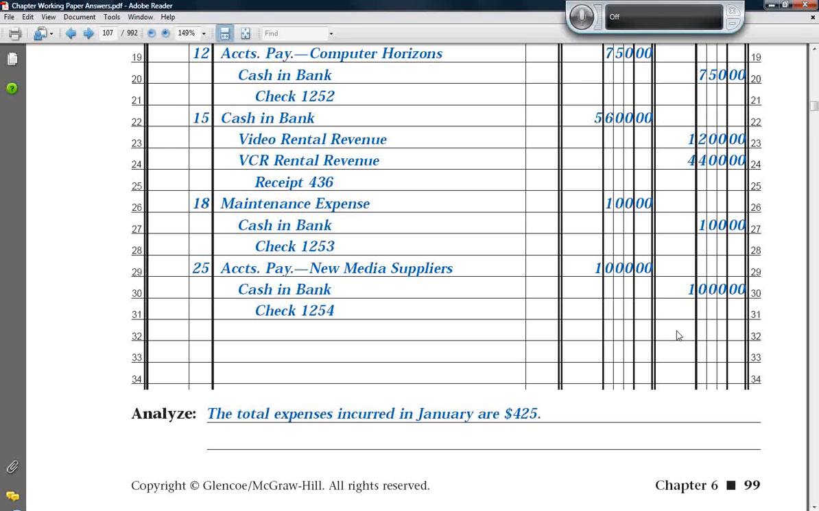We're asking the question, what were the total expenses incurred in January? The total expenses incurred in January were $425.